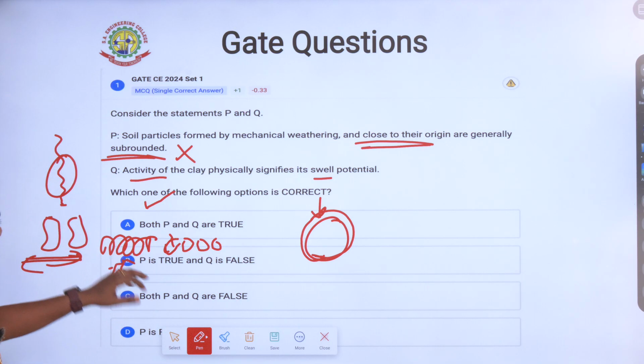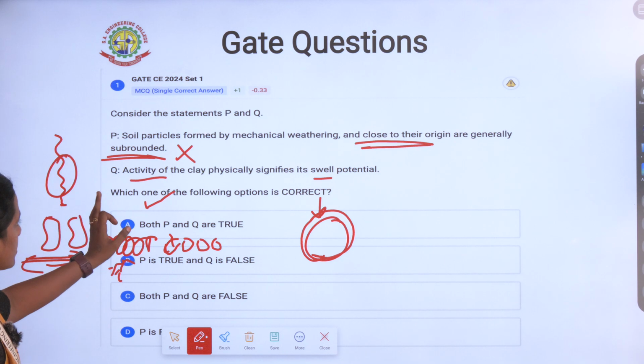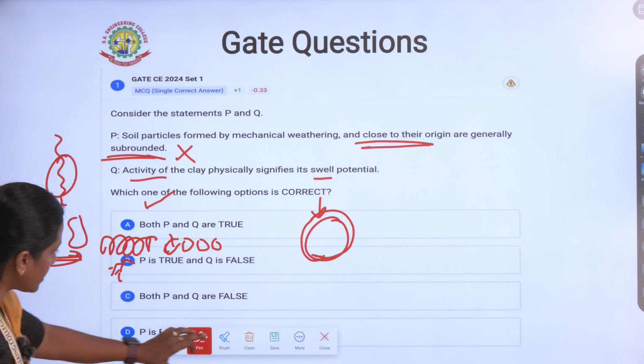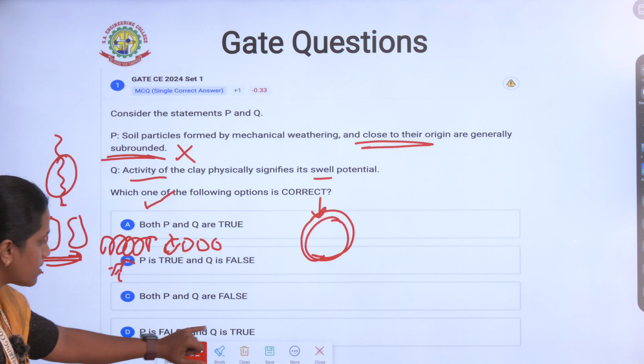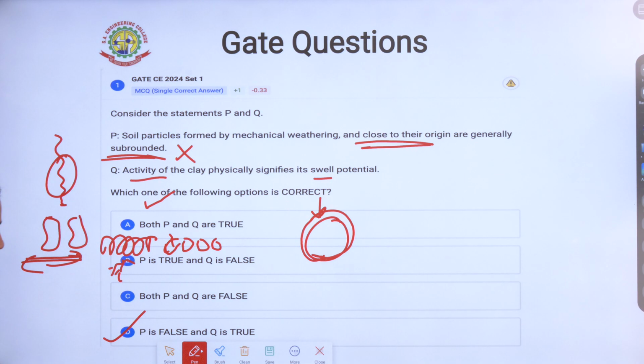So P is false and Q is true. Here the last option, P is false and Q is true, is the correct one.